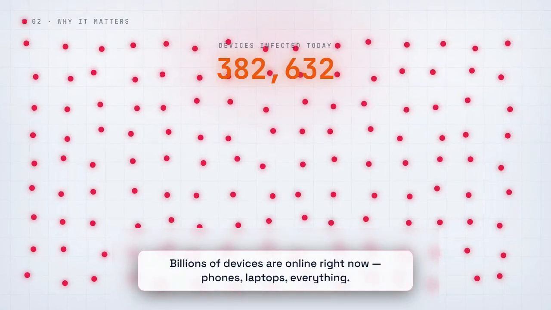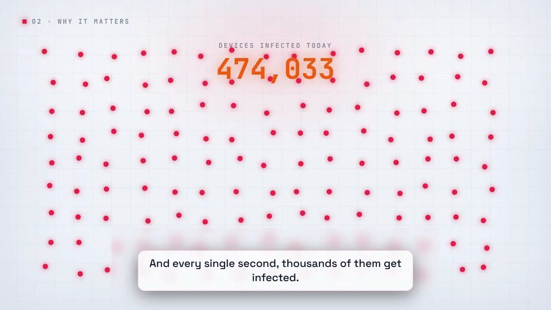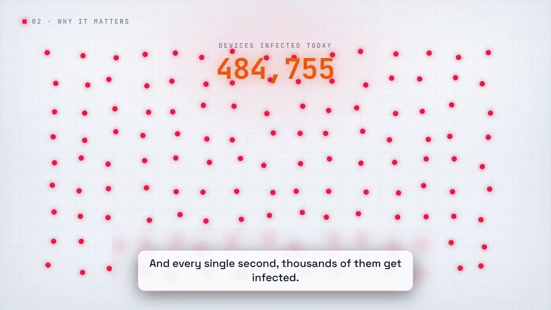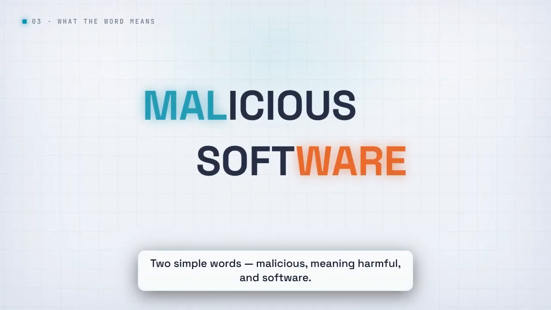Right now, billions of devices are online. Phones, laptops, everything you own. And every single second, thousands of them get infected. So what exactly is this invisible threat?